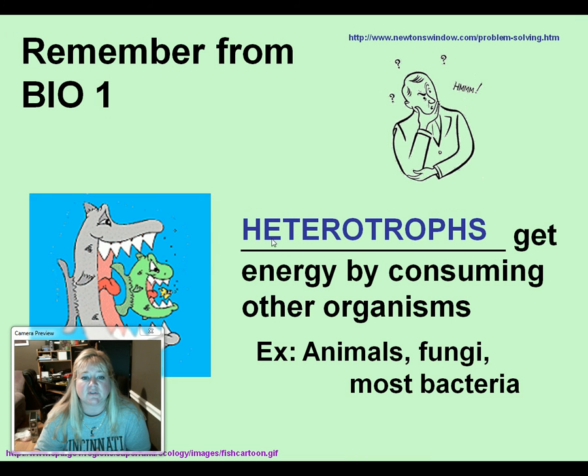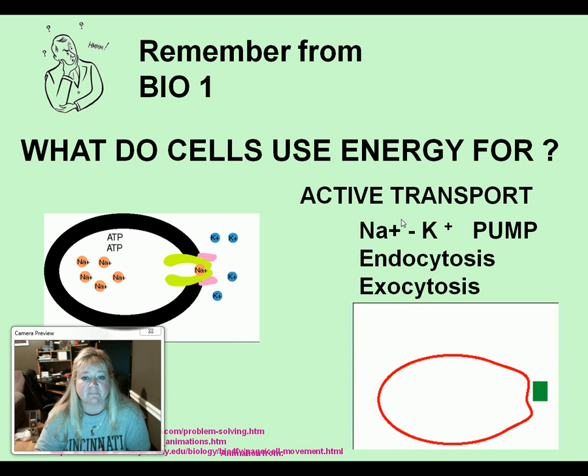And then we also have this word here, heterotrophs. Hetero means mixed, troph means to feed, mixed feeding. So heterotrophs have to get energy by consuming other organisms. So animals and fungi and most bacteria are heterotrophs. They have to obtain food, and they obtain food by different methods.